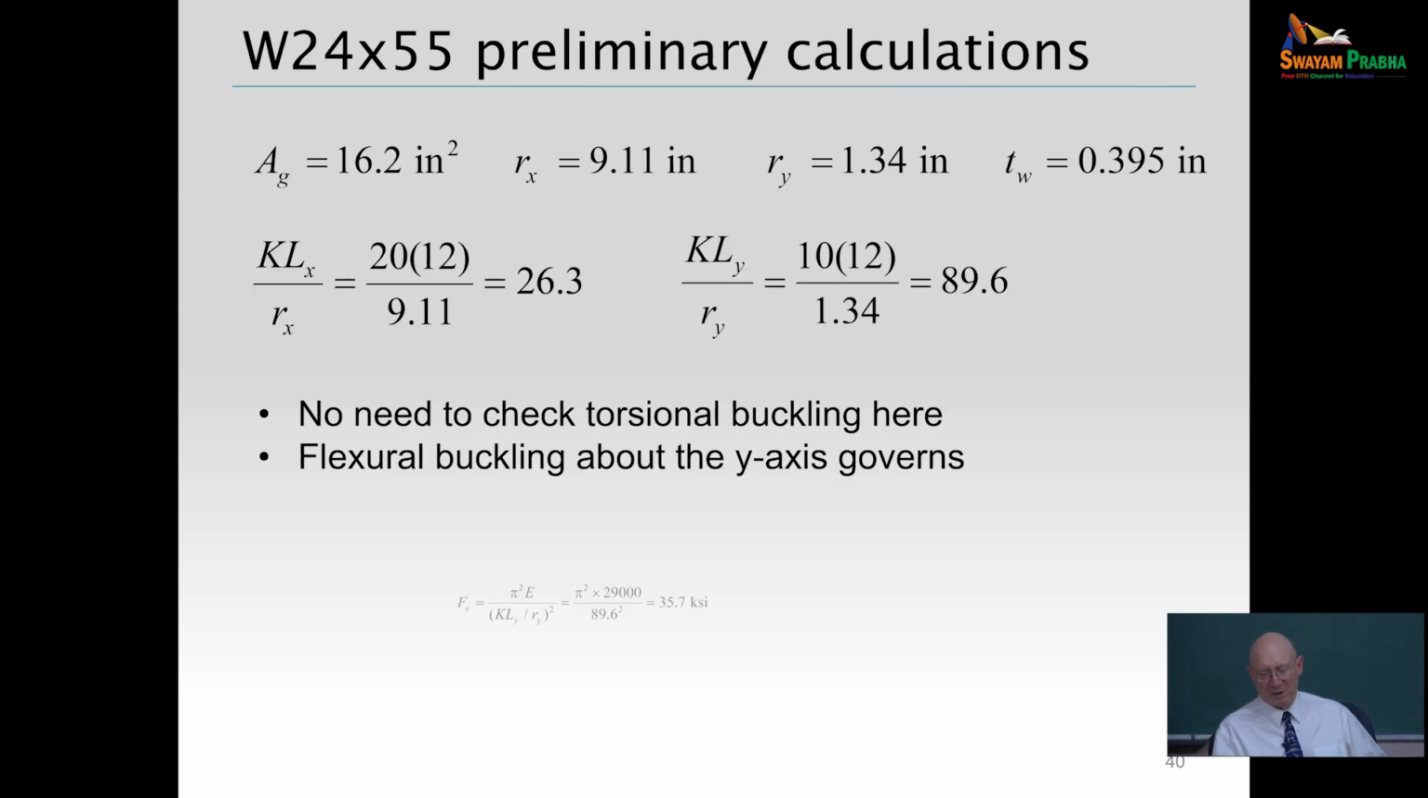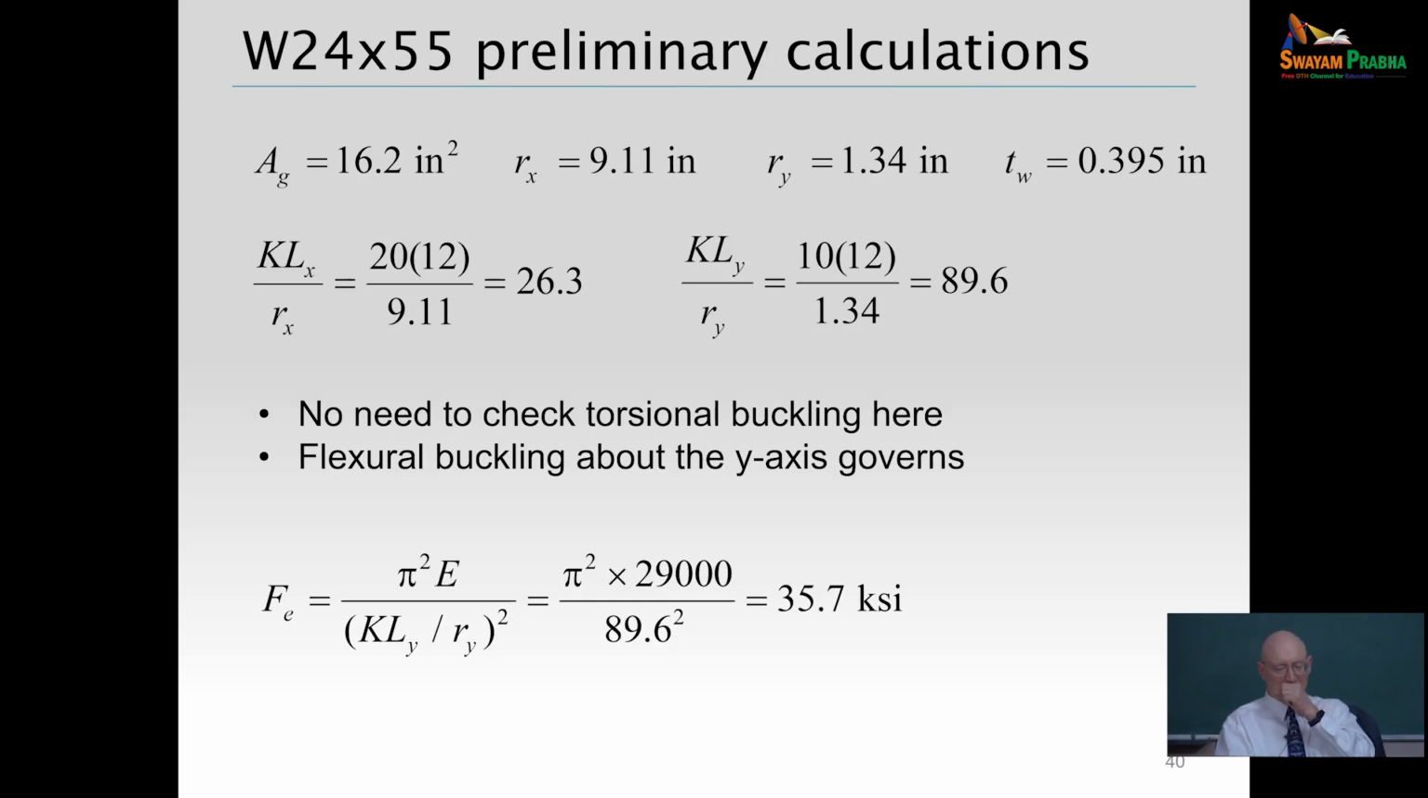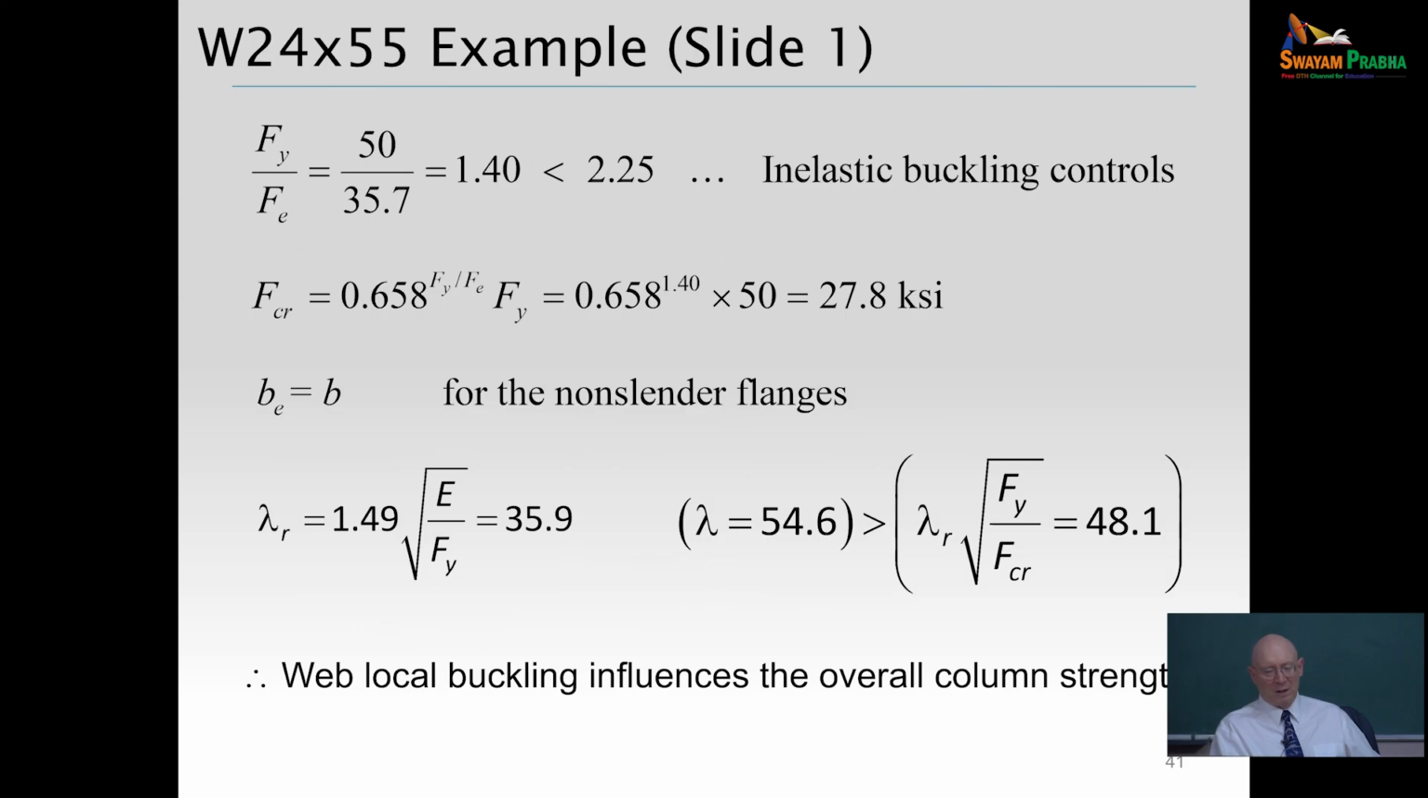We can see flexural buckling governs about the Y. So we'll calculate our Fe using the Euler equation, pi squared E divided by (KL_y over r_y) squared. We got 35.7 ksi. All right, so now we take the ratio of Fy to Fe. Again, take the square root of that, and we've got a lambda. That's 50 to 35.7, 1.4. So that falls within the range of the AISC inelastic part of the buckling curve for the column.